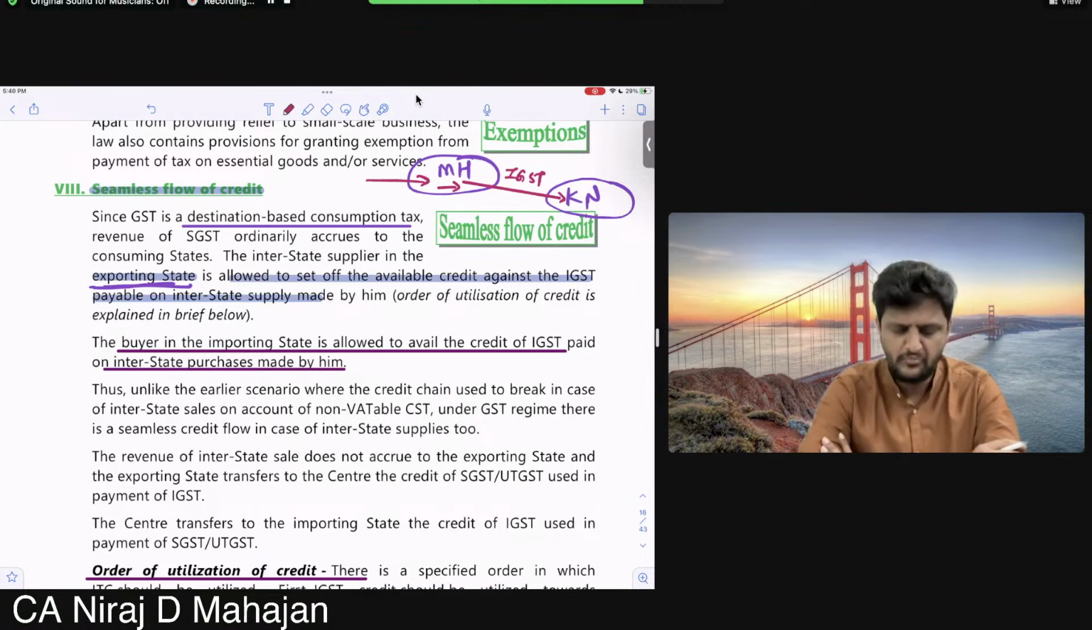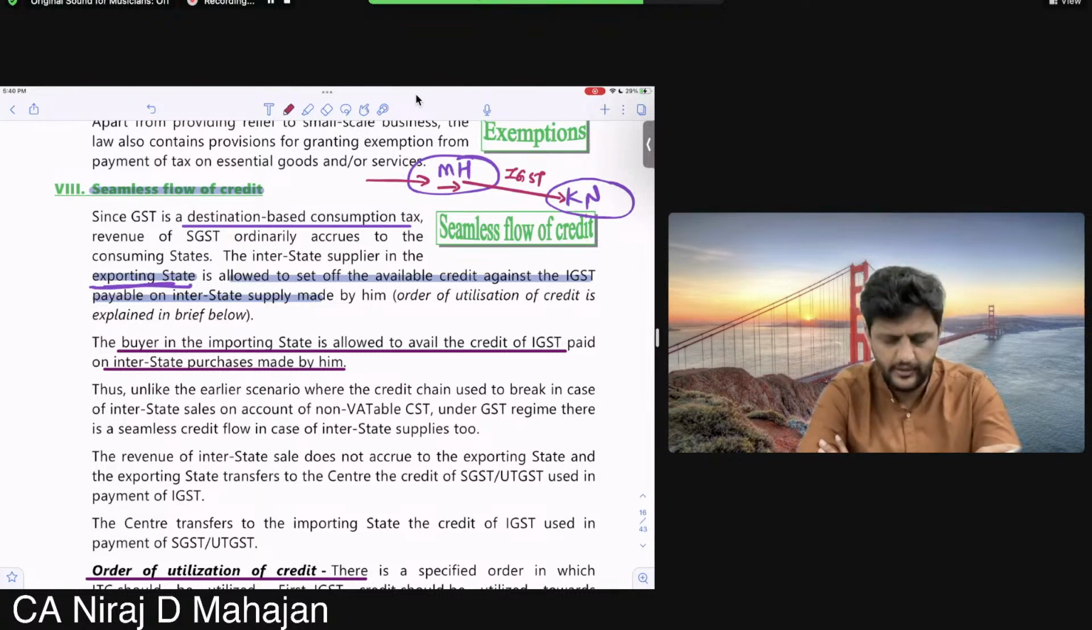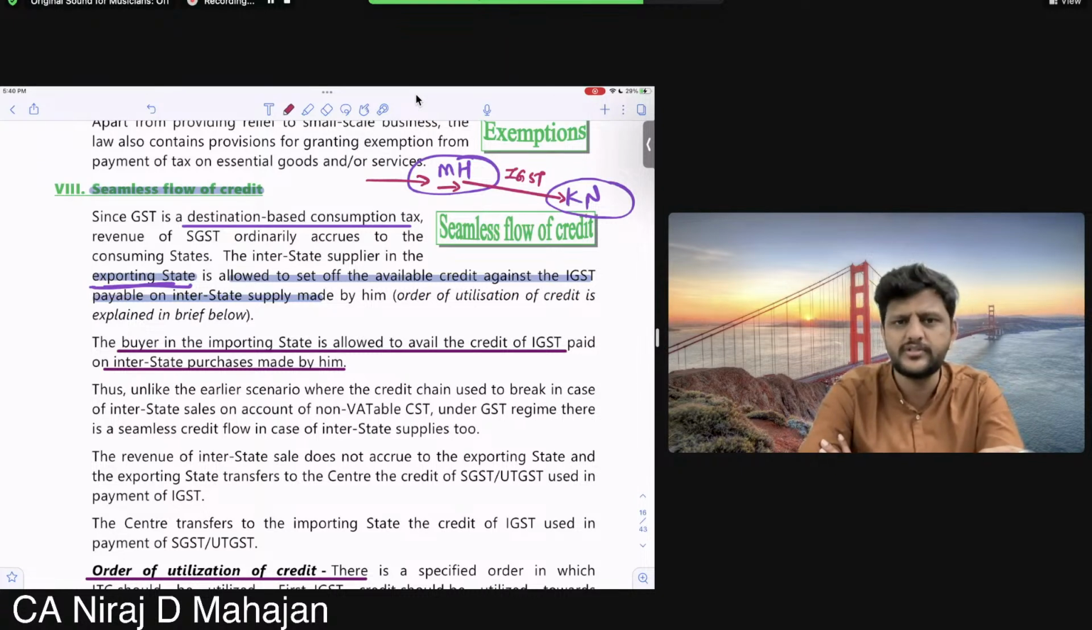Earlier, was it allowed? If I buy within the state and sell to Karnataka, output tax is CST, input tax is VAT, not allowed, correct? Now it is allowed. Clear? Thus, unlike the earlier scenario where the credit chain used to break, credit chain means what? You can't carry forward that credit or it cannot be used. That's why we say that the credit chain is broken.